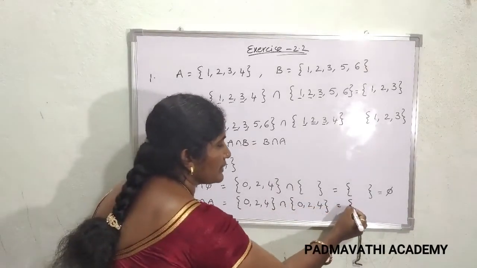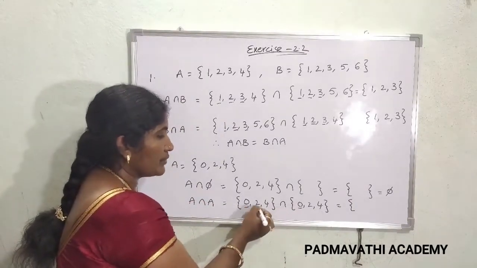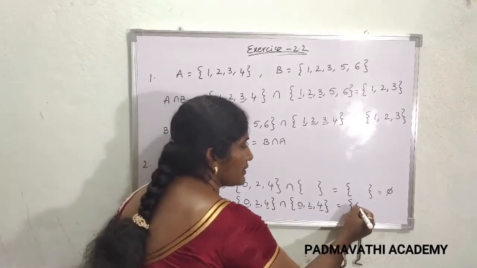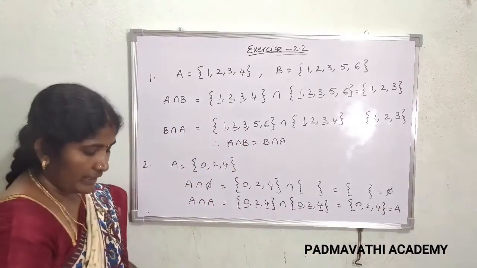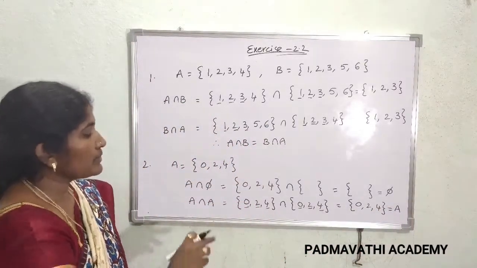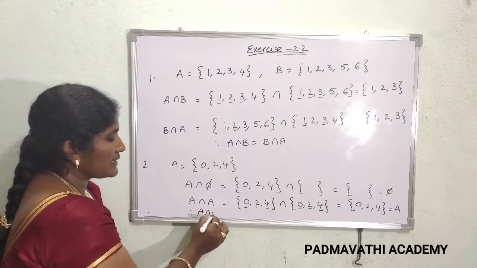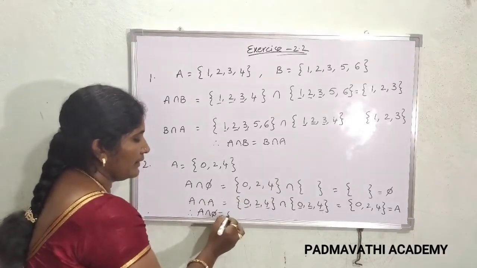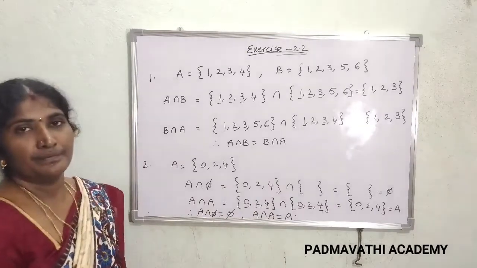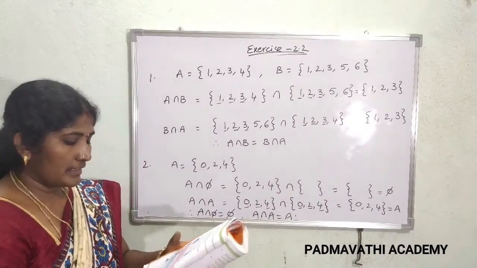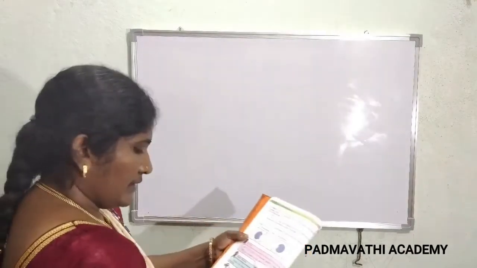See, intersection means again we want to list out common elements. In both sets, 0 is common, 2 is common, 4 is common. 0, 2, 4. It is clearly A. Finally, in the question they asked for a comment. Comment means what we found. We found, therefore, A intersection pi is equal to pi and A intersection A is equal to A. Clear? So, in this exercise, finding intersections and unions are very simple.